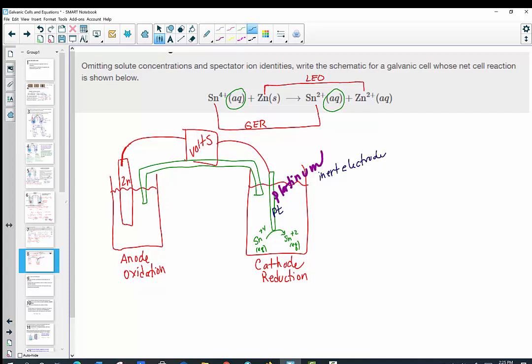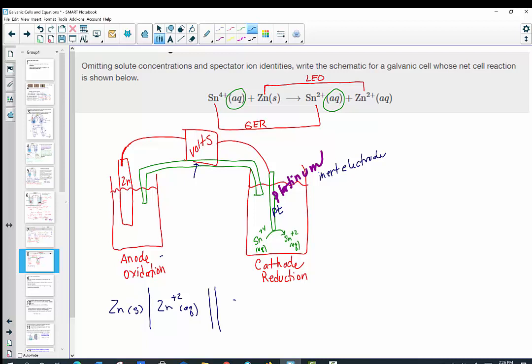Let's write the standard cell notation. We don't necessarily know what the solutions are, so all I can do is this: the zinc solid, separated from the aqueous ion of zinc. That's all I know from this particular description. I don't know the identity of the salt bridge to know the negative ion, and they certainly didn't tell me the molar concentration. So it's just omitting some things. We're going to separate out by a salt bridge.